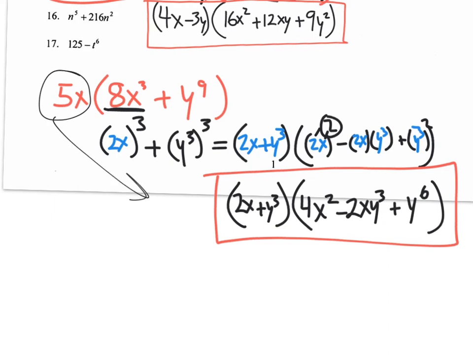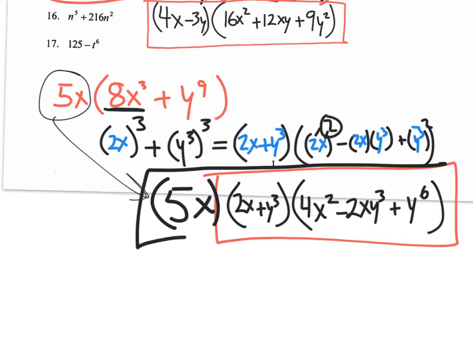Okay? So let me do that, and then our answer will be done. There's a 5x right out in front. So this whole thing is the completely factored form of the original one.